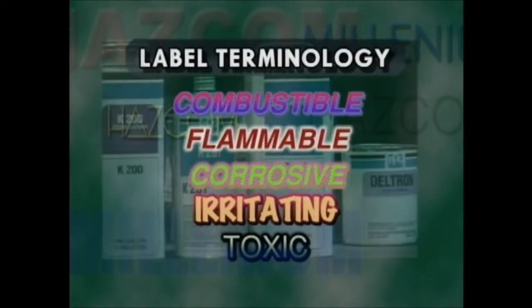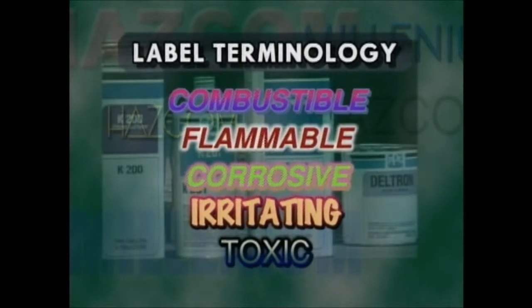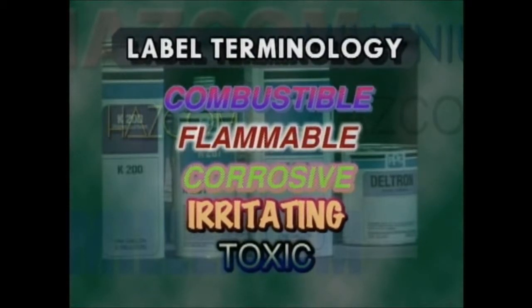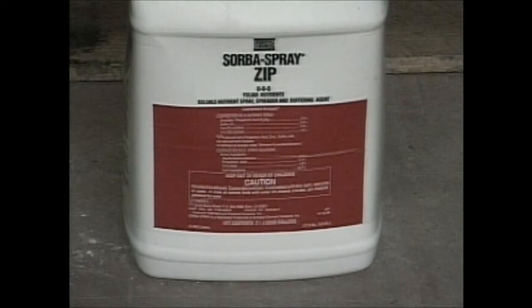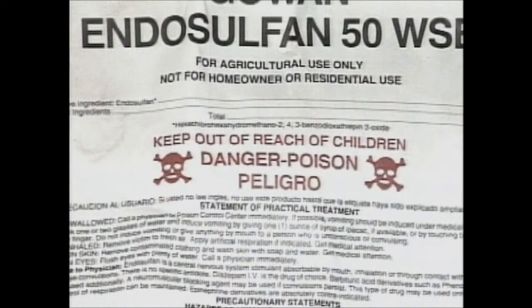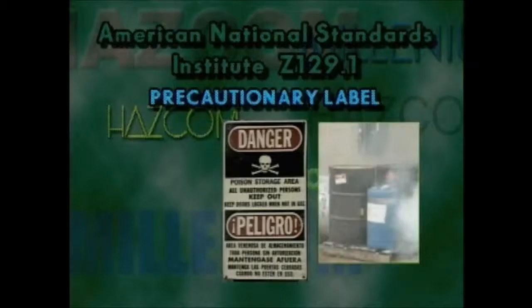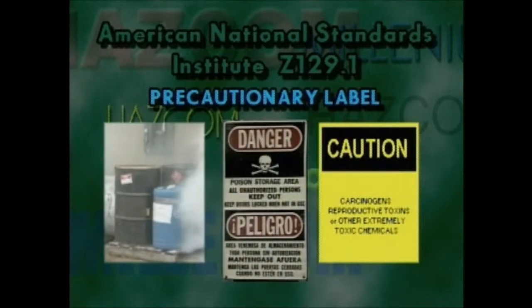Some common labeling terms include combustible, flammable, corrosive, irritating, and toxic. There are several systems and standards for labeling chemicals, but there is not a uniformly accepted system to date. Each system and standard has advantages and limitations. The ANSI, or American National Standards Institute, Z129.1, has a precautionary label containing the name of the chemical, a signal word, such as warning or danger, and the key hazard, such as flammable or vapor harmful. A statement of precautions to avoid the hazard is also included.